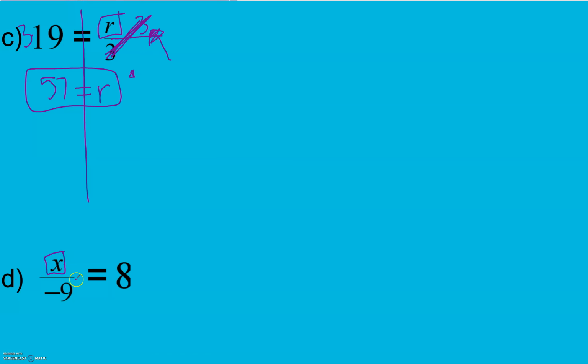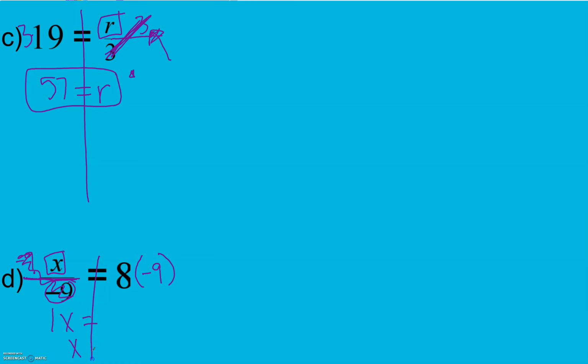Same idea here with D. Right now my variable is being divided, so to get rid of division, we are going to multiply. And again, we keep that sign with our numbers. So if I multiply on the left side by negative 9, I multiply on the right side by negative 9. Negative 9 divided by negative 9 just gives me 1x.